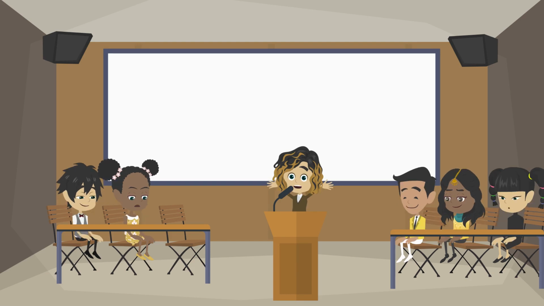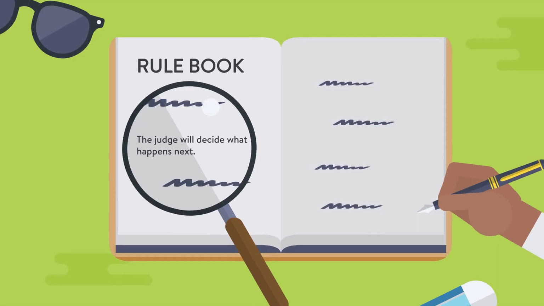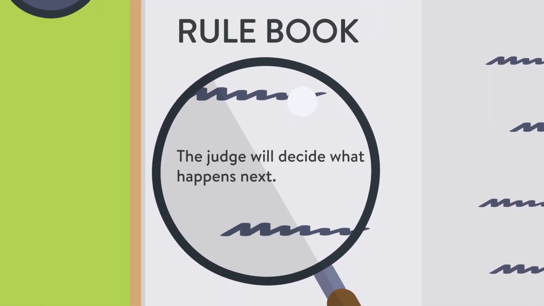Once the timer stops, the judge is instructed to stop listening to the speaker and not consider anything that's said after it. On the off chance that a debater's speech is accidentally shortened or extended due to a mistake made by the timekeeper, the judge will decide the most fair and appropriate way to proceed.